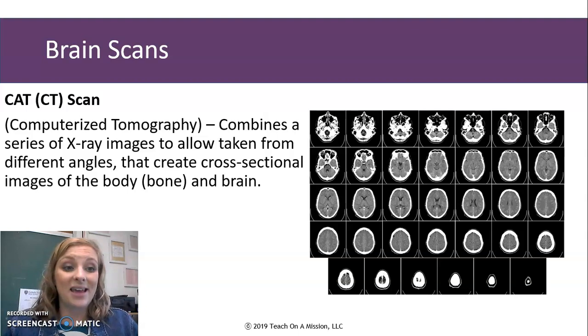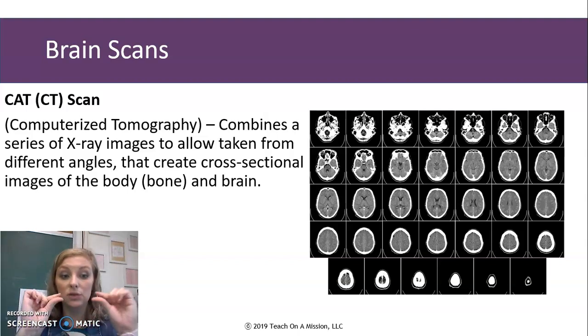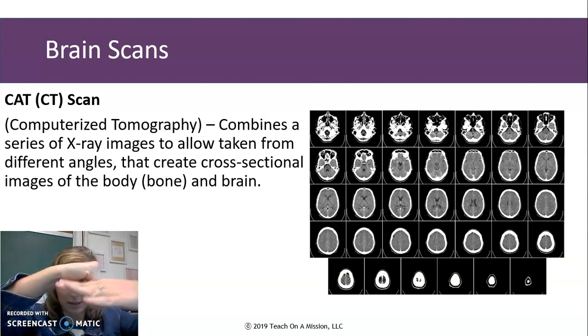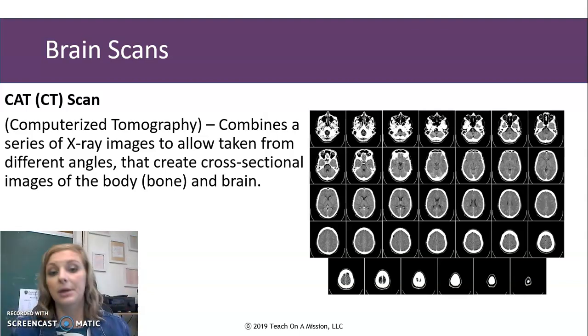Next is a CAT scan or a CT scan. It's computerized tomography, and basically it's a series of X-ray images that are taken, and it gives us cross-sectional images of the brain or the body. And so we're getting these little slices of the brain. Think of it like if you have your whole brain here, they're going to be taking little slices all the way up to see different parts of the brain, to see different levels of where your brain is.